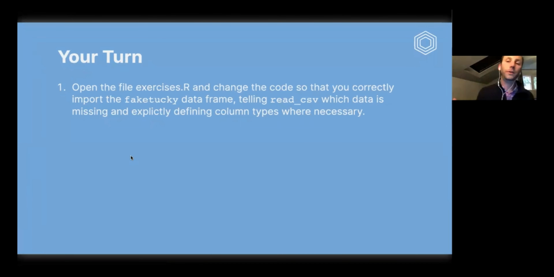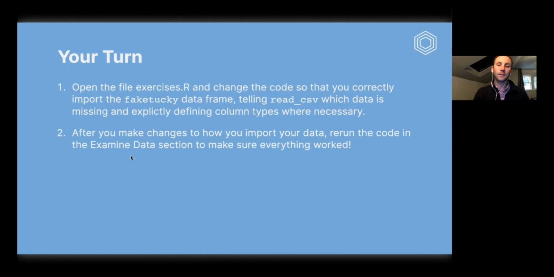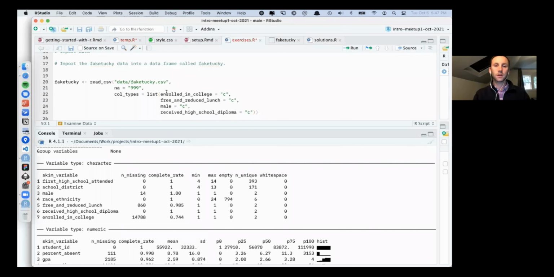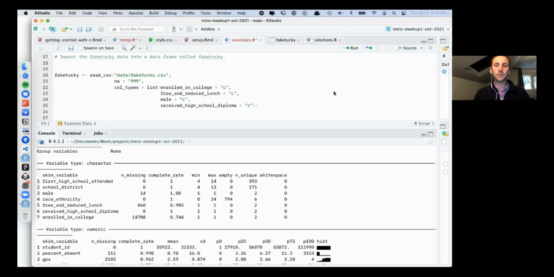So I want you to open up exercises.R, change the code so that you correctly import the fake Tucky data frame, telling ReadCSV which data is missing, and explicitly defining column types where necessary. So basically doing what I did just a minute ago. And I think that's all. After you make your changes, make sure you rerun the code, and then run skim on your newly created fake Tucky data frame and make sure that everything worked. Okay, so let me go back here. I'll just leave that up so folks can see.